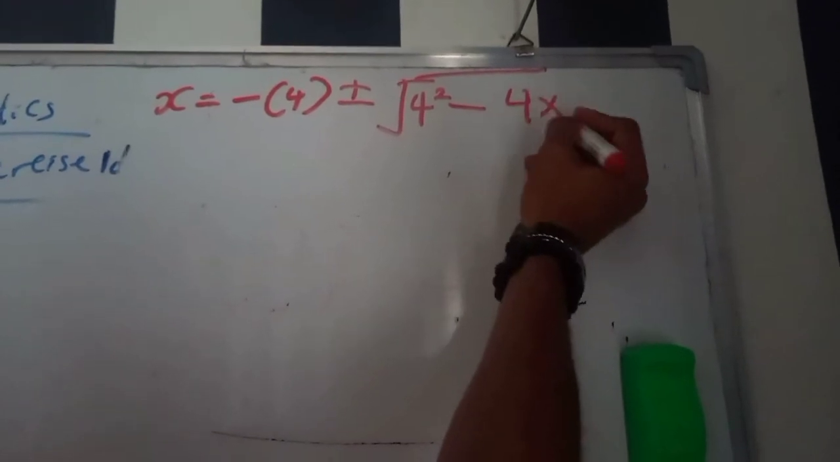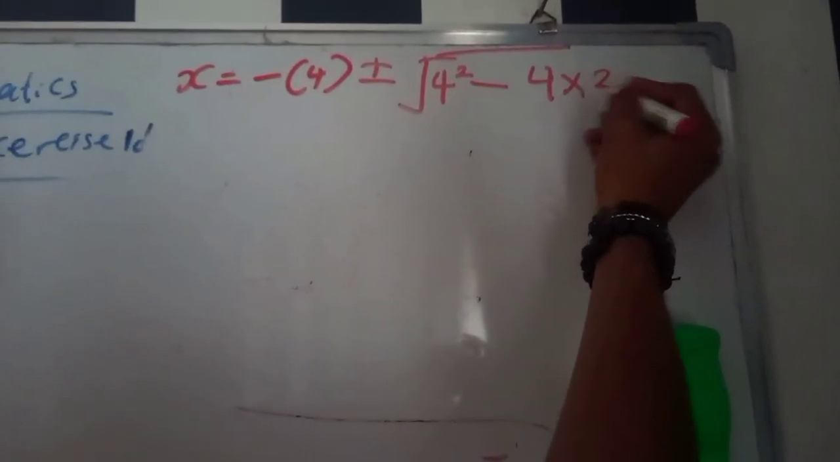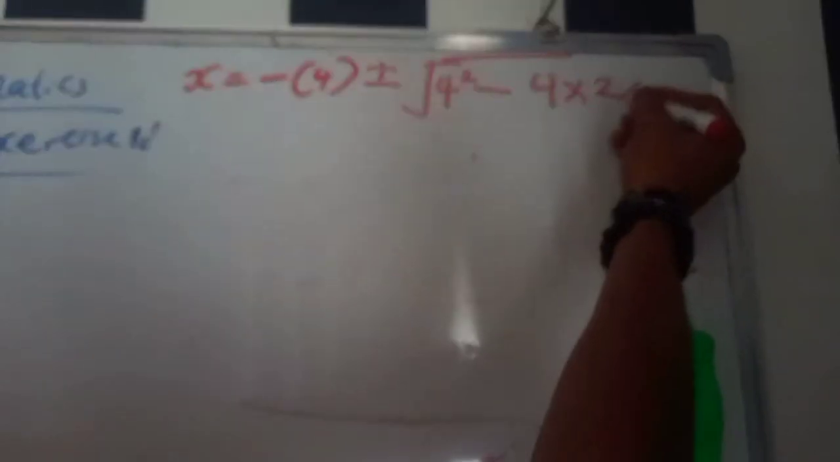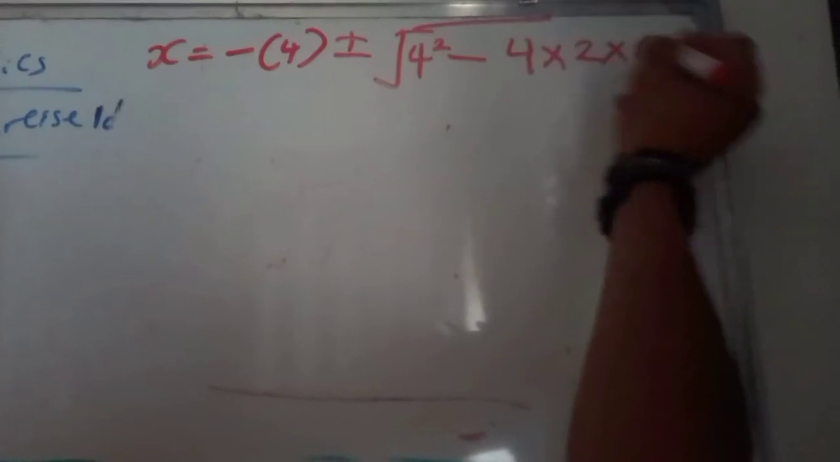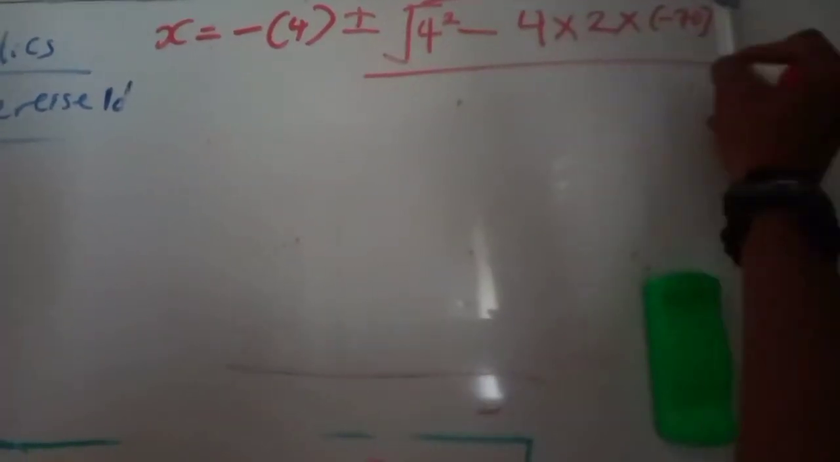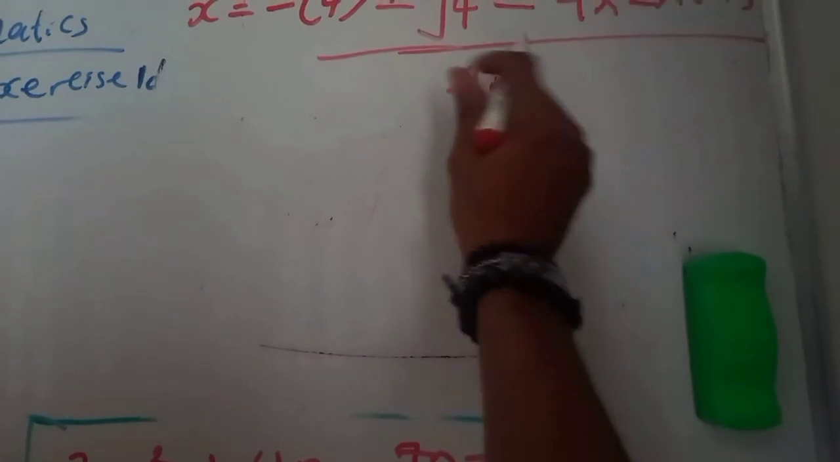4 times a. And what is my a? My a is 2, times my c. My c is minus 70, over 2 times my a. My a is 2.